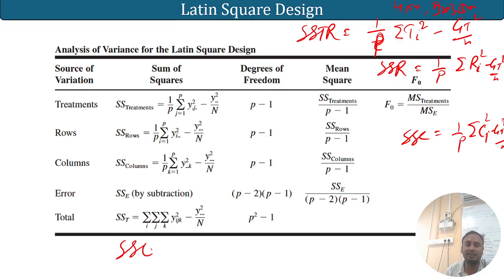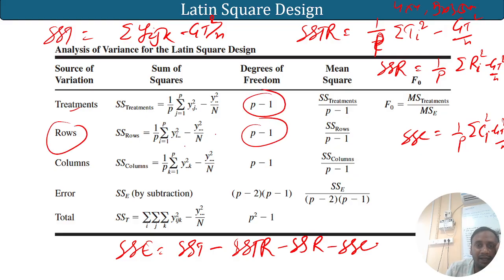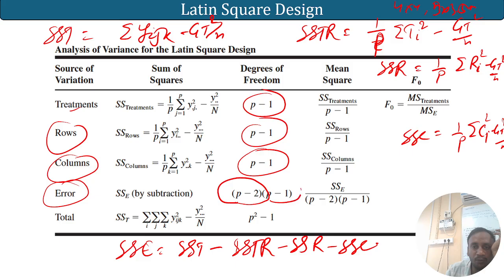So this came SSTR, SSR, SSC. How can we calculate SSE and SST? SST is the summation of Yijk square minus Gt square by N, where Gt is the grand total. SSE is SST minus SSTR, SSR, SSC. Then the degree of freedom for the treatment will be P minus 1, for rows P minus 1, for columns P minus 1. But for error it's (P minus 2) into (P minus 1). The P minus 2 stands for the combination of these, since we are taking two nuisance factors.